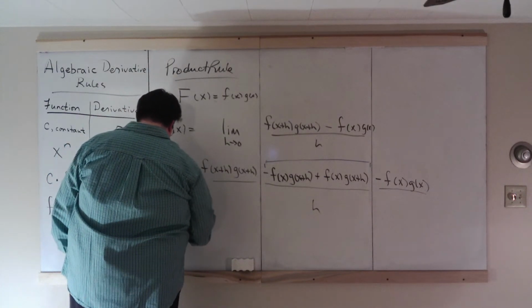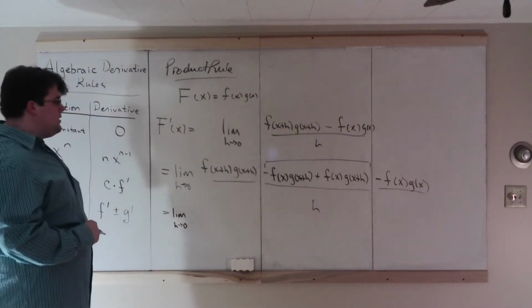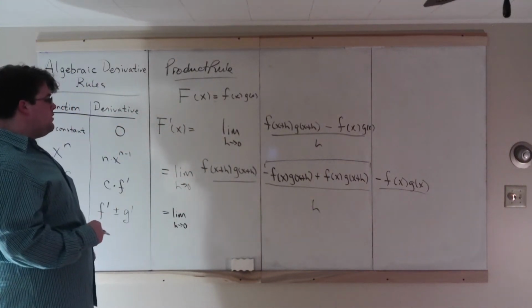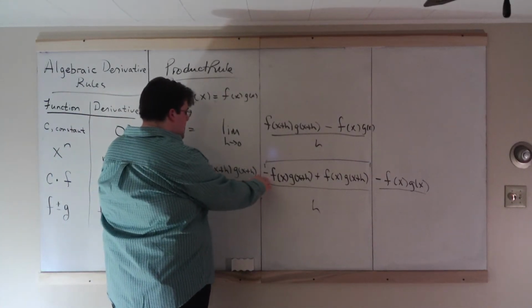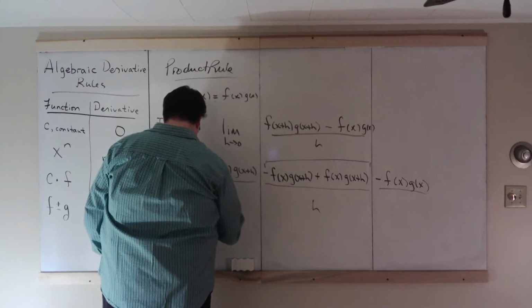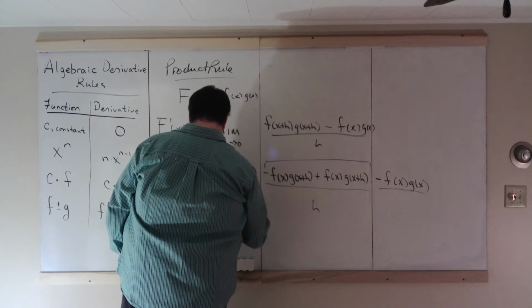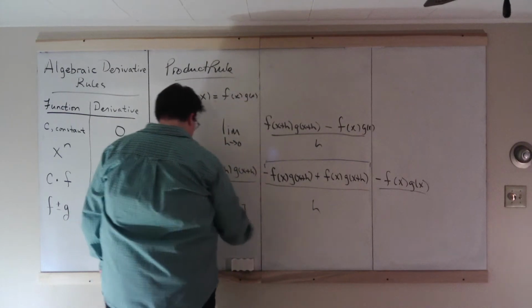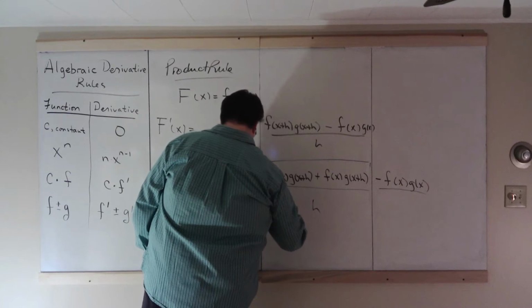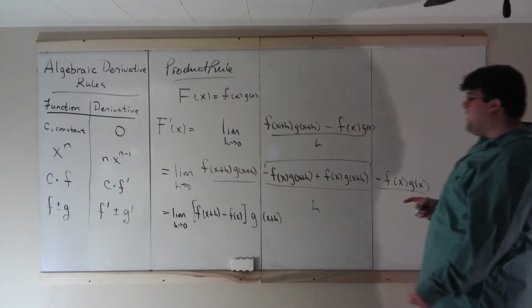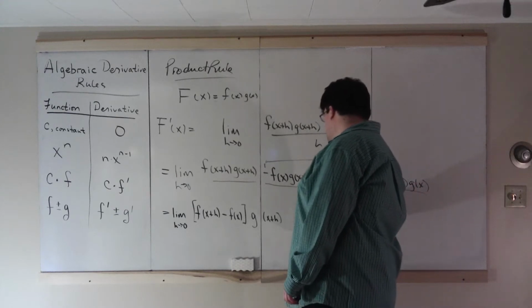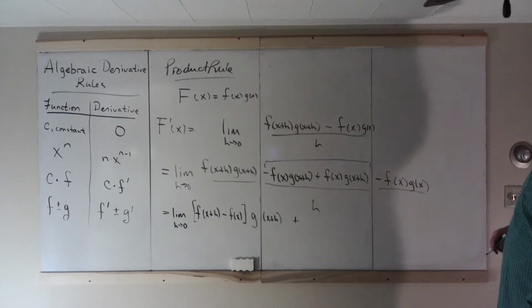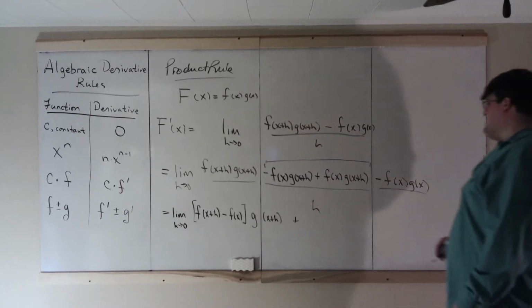But why does this help us? Well, look what we can do on the numerator. If we look at these two terms, they both have something in common. These first two terms both have a g of x plus h. Why does that matter? Well, we can factor it out. These last two terms have an f of x in common.